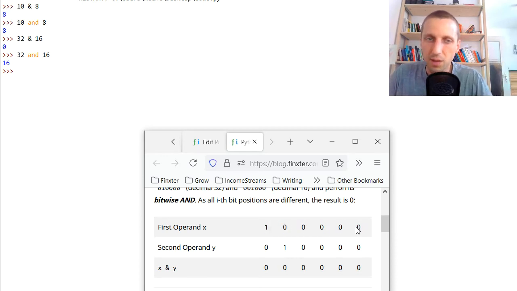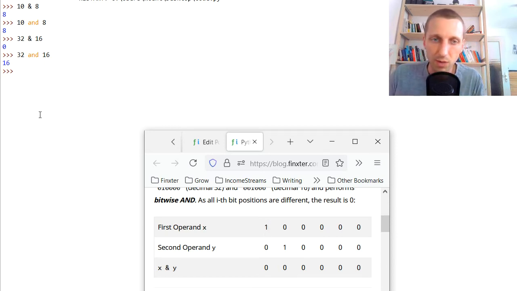Why is that? Because this position is 2 to the power of 0. In a binary number, this position indicates how many times we have 2 to the power of 0. So we have 0 times 2 to the power of 0, 0 times 1, plus 0 times 2 to the power of 1, 0 times 2 to the power of 2, 0 times 2 to the power of 3, 0 times 2 to the power of 4, and 1 times 2 to the power of 5. And 2 to the power of 5 is 2 times 2 times 2 times 2 times 2, which is 32, right?